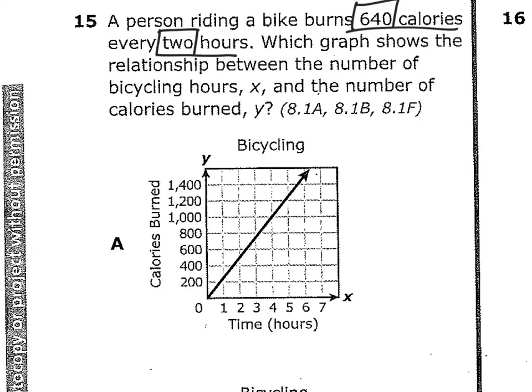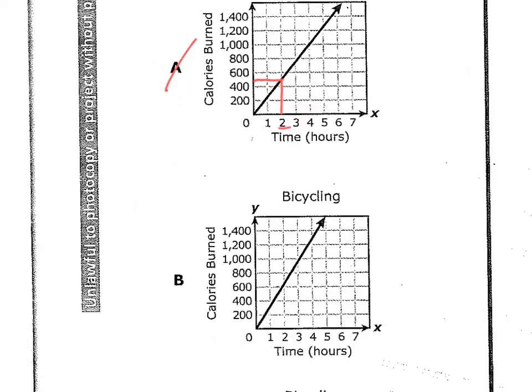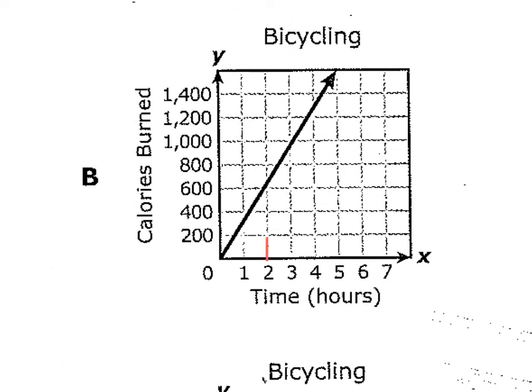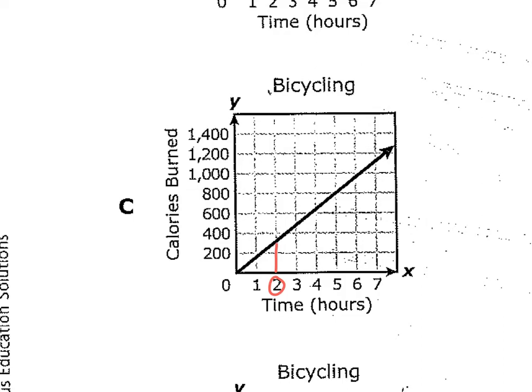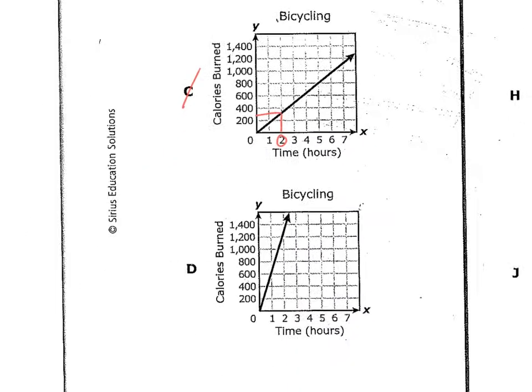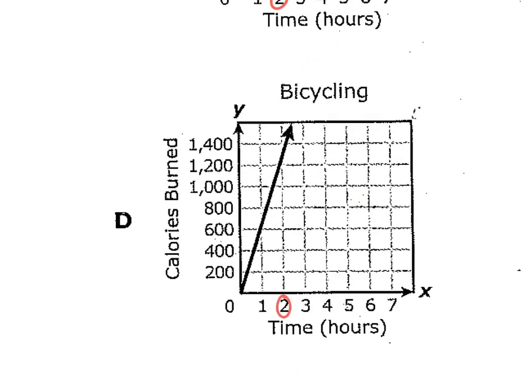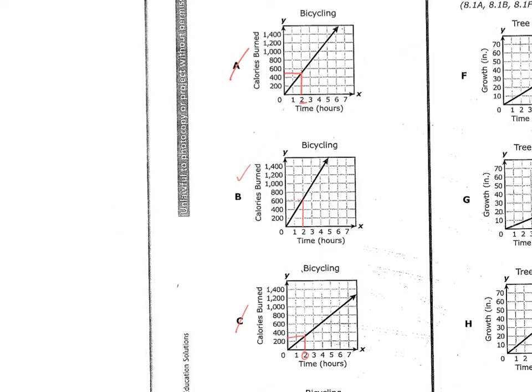So I'm going to start here at A. I'm going to go here to 2, and come up here and see if this is around 640. Well, it's around 500. A is out. On B, here is 2. That's really close. I think that's above the line. I'm pretty sure it's B, but we're going to check these other ones just to be sure. Here's 2 hours, up to not anywhere close to 640. C is out. And final one, here's 2 hours. That's way too high, so D is out. So it was definitely going to be B.